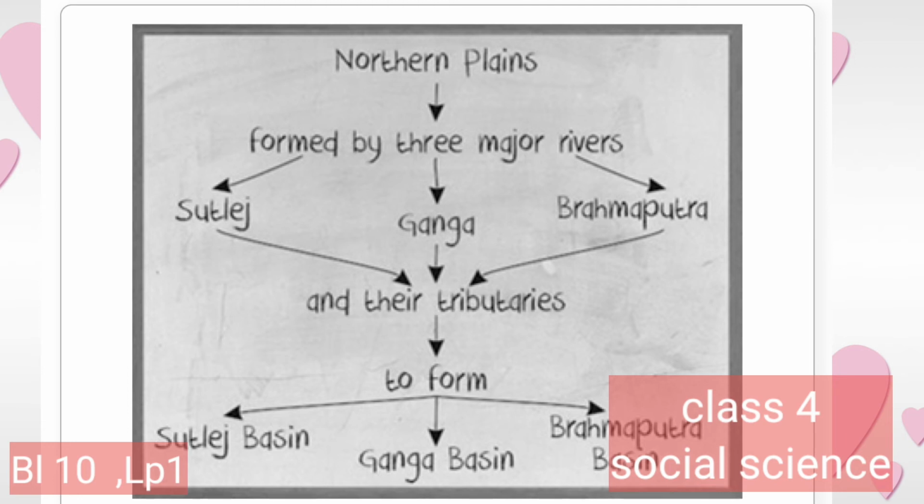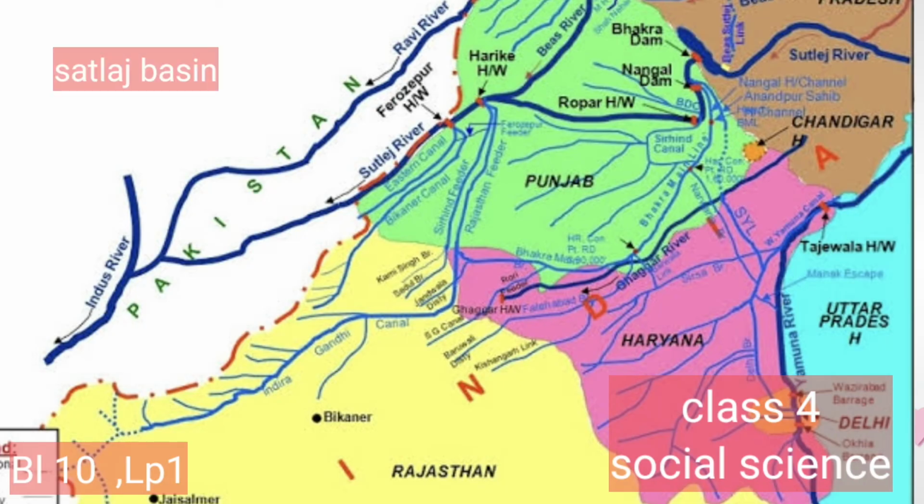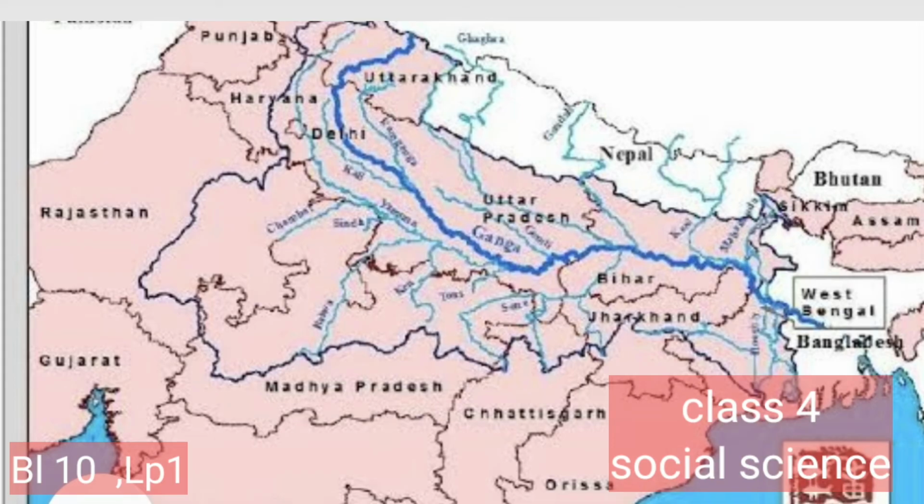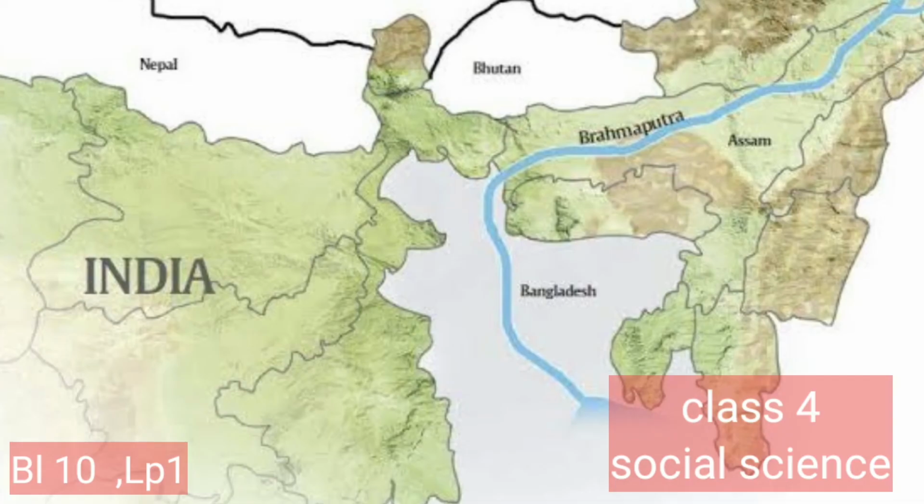Which are the important basins? Satluj Basin, Ganga Basin and Brahmaputra Basin. We have studied which are the states that come under each river basin. Which are they? Punjab and Haryana are part of Satluj Basin, and Uttar Pradesh, Bihar and West Bengal are part of the Ganga Basin. Then Assam, Tripura are part of Brahmaputra Basin.